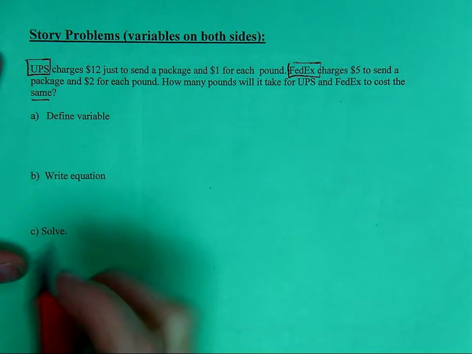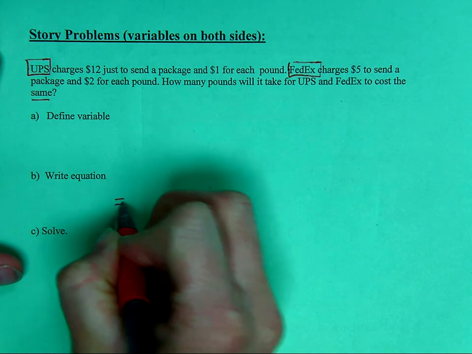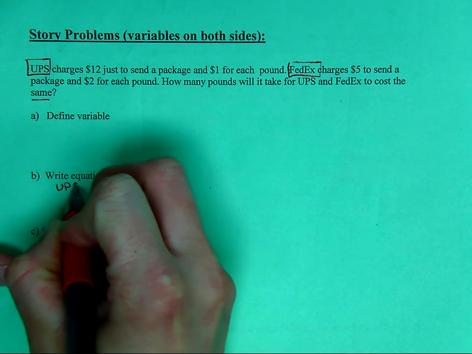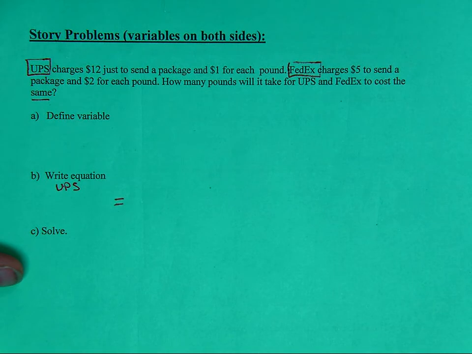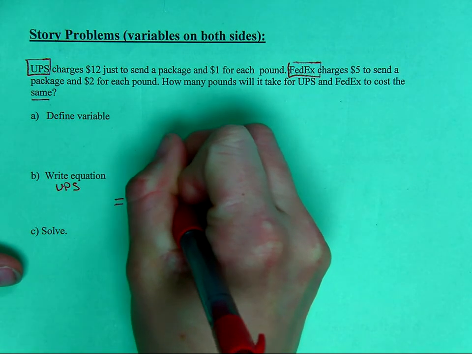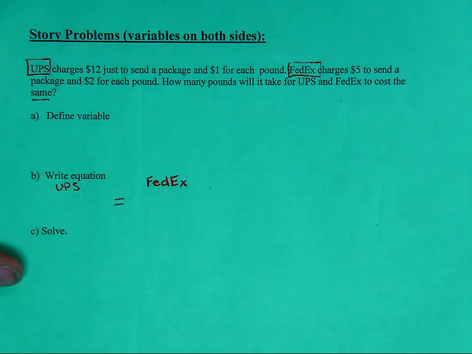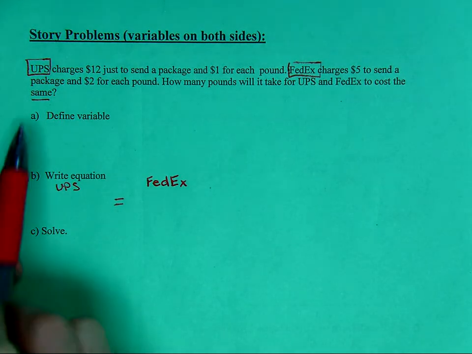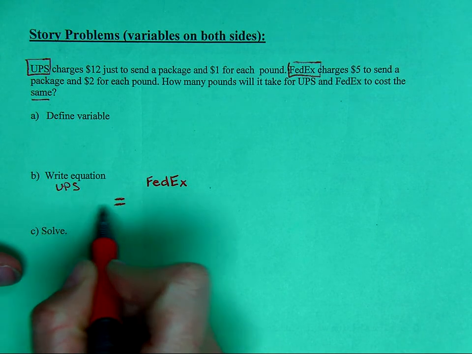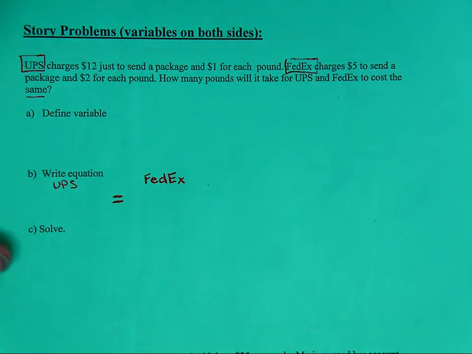So if I'm kind of thinking ahead to our equation, I'm going to have one side of my equation represent everything from UPS, and I'm going to have everything on the other side of my equation represent FedEx. Okay, and I'm trying to figure out when they're the same or equal, which is why I'm setting UPS equal to FedEx.